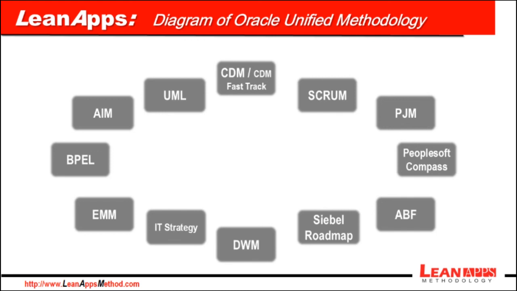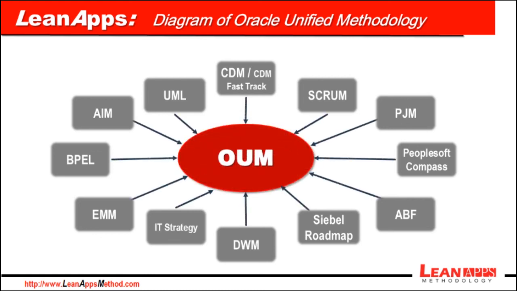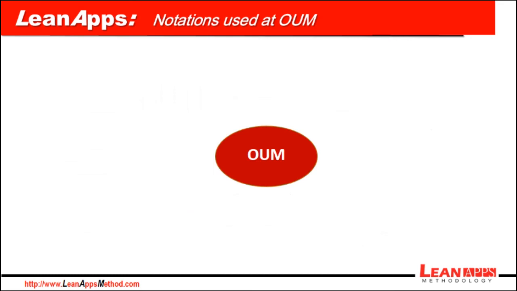None of those previous work methods are now valid, neither PeopleSoft Compass nor Siebel Roadmap. All those different methods, templates, notations and processes are now gathered into OUM, Oracle Unified Method, which is the only methodology certified by Oracle. As I mentioned, OUM uses different notations for system development, which may be used for custom development projects or customizations in Oracle EBS implementations and upgrade projects.